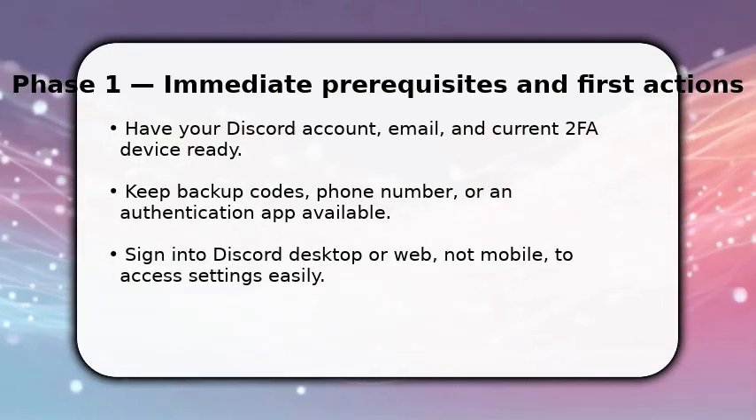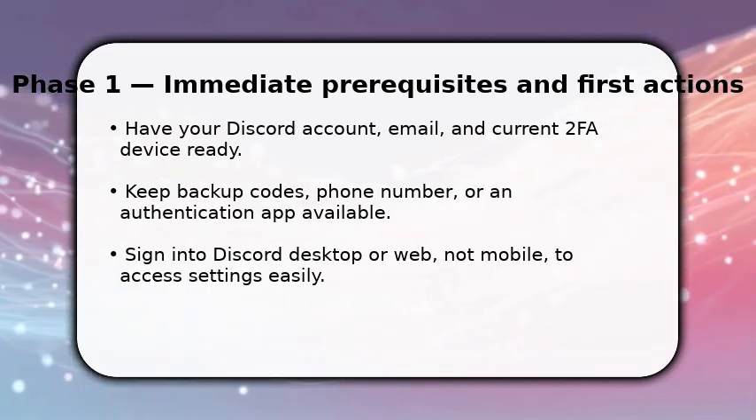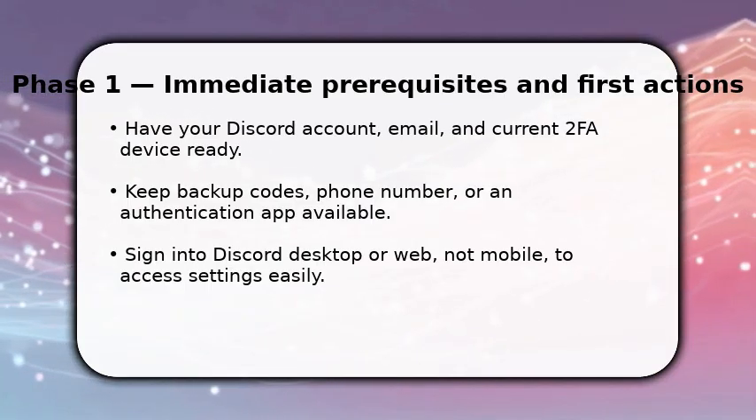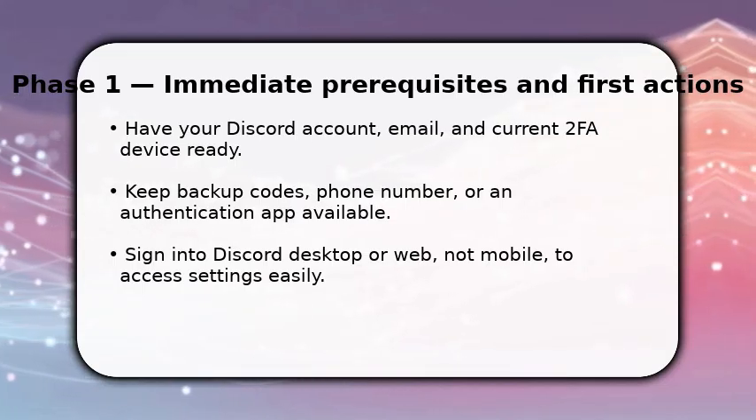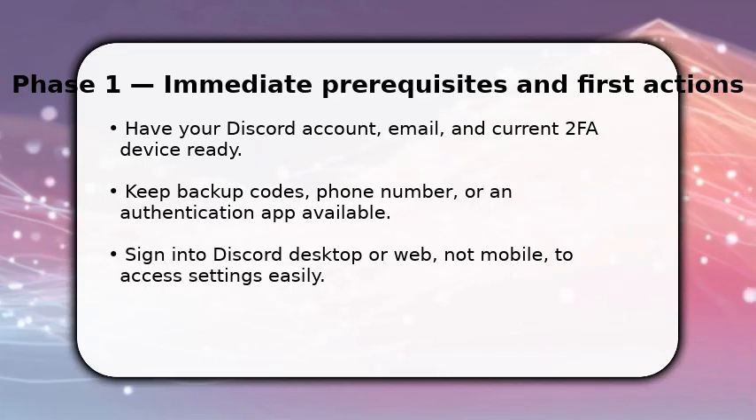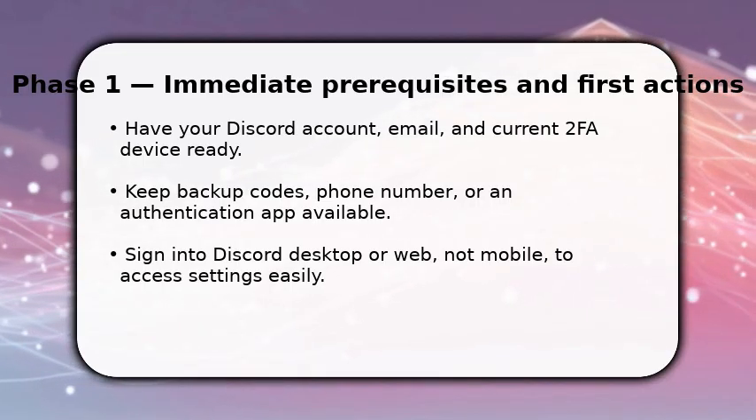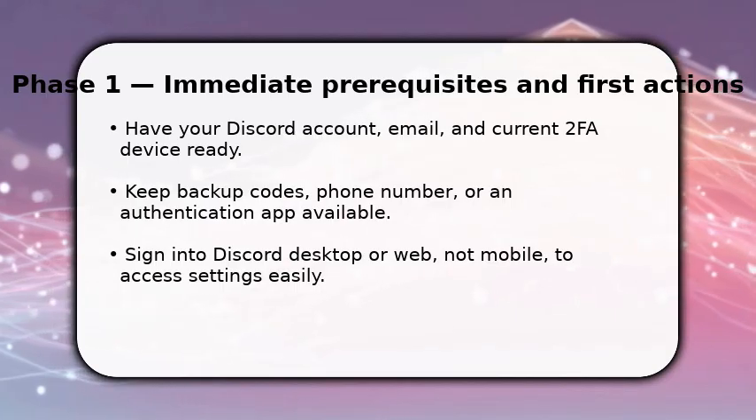You start by confirming prerequisites, your account, backup codes, and the device running your Authenticator app. Open Discord on desktop or web and sign in. This is faster and safer for 2FA changes. Once signed in, go to User Settings, then My Account. Make sure to pause any VPNs or ad blockers that might interfere.